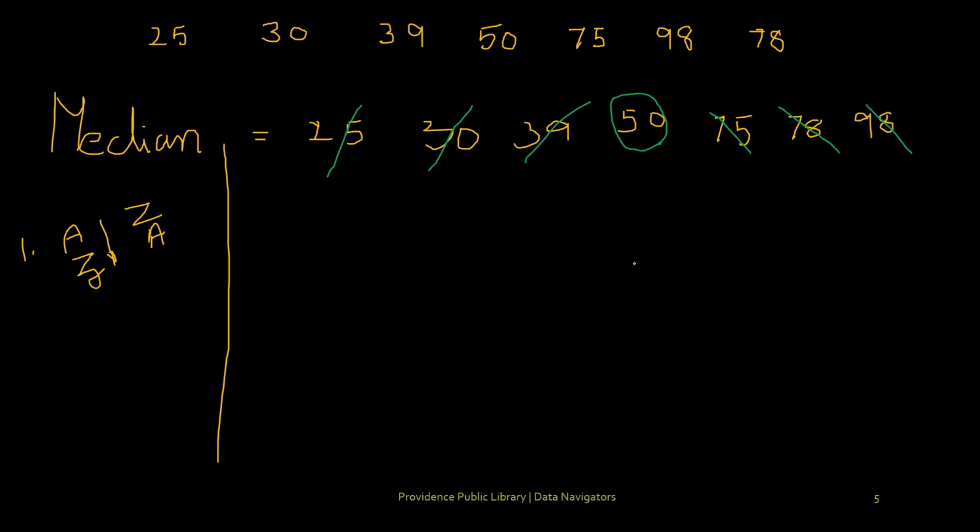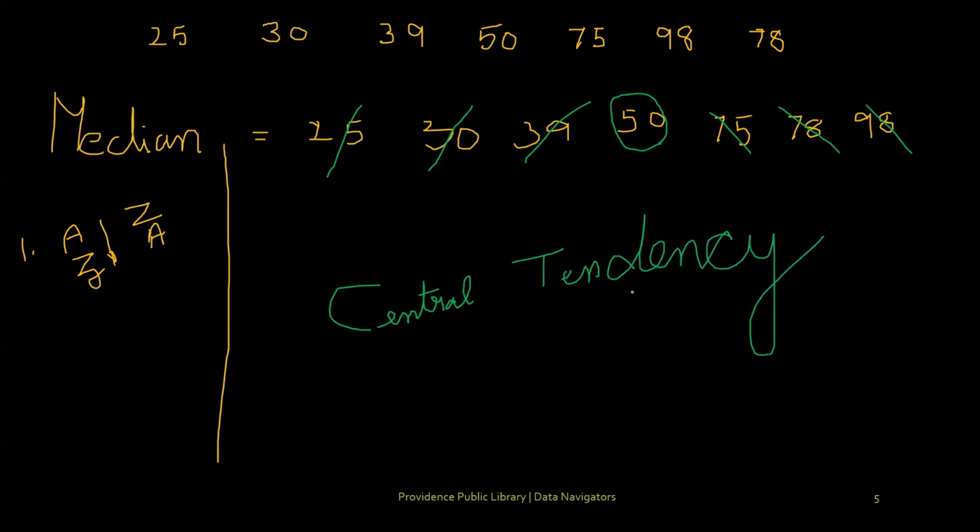All about descriptive statistics is central tendency. Note this word: central, C-E-N-T-R-A-L, central tendency. Descriptive statistics always focus on the center point, trying to find the center value of the data set. All right, so that is median, the middle value.